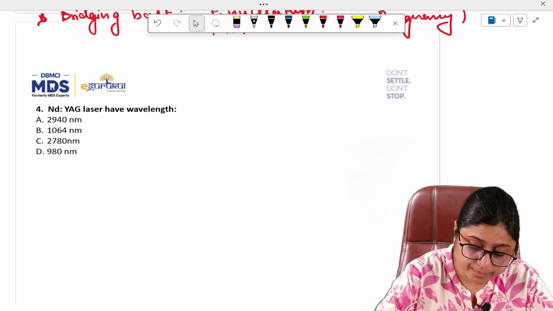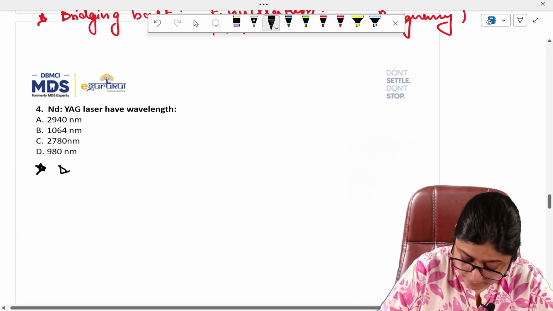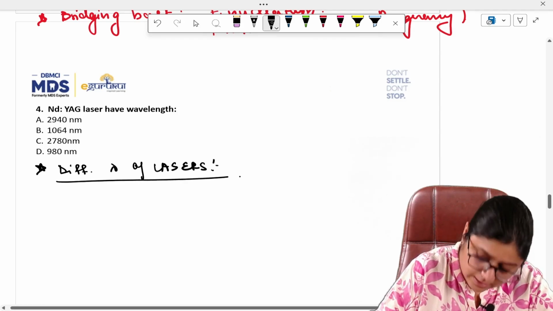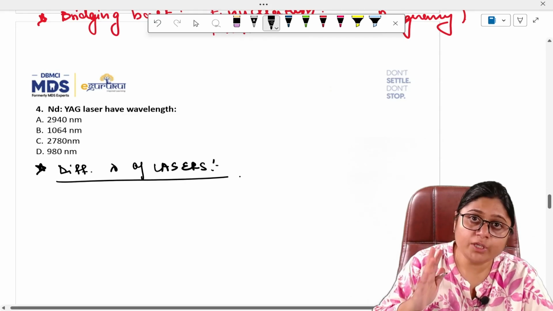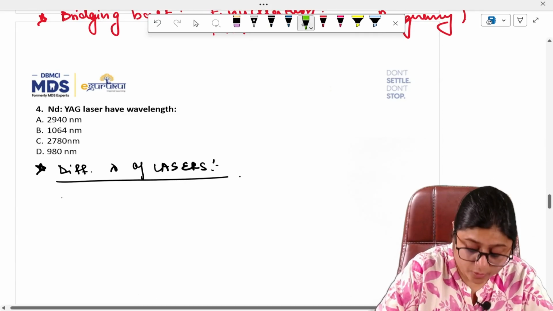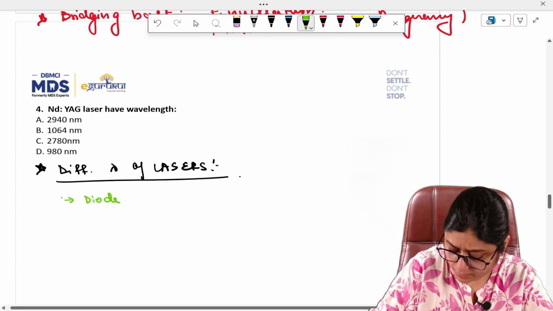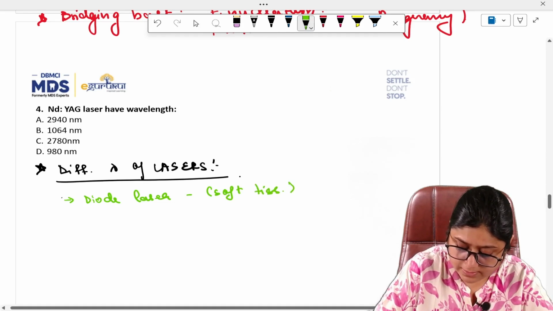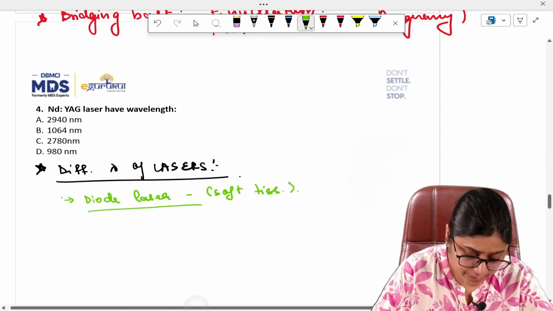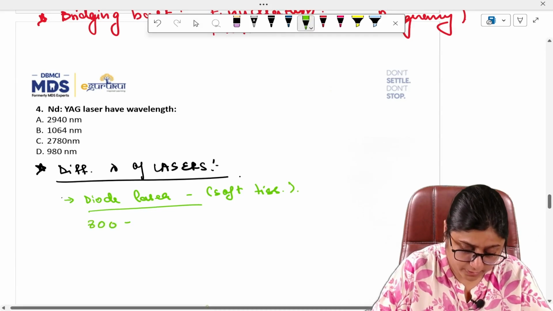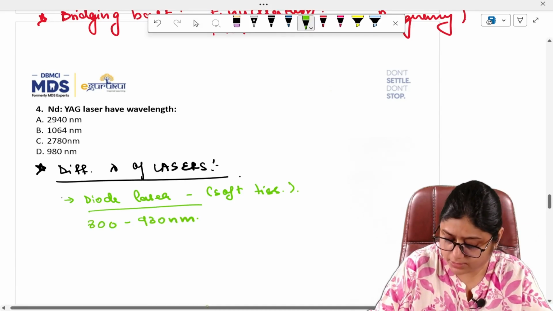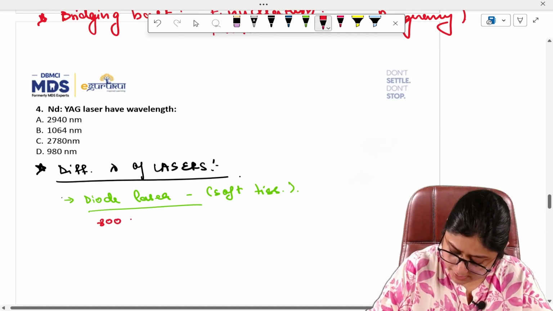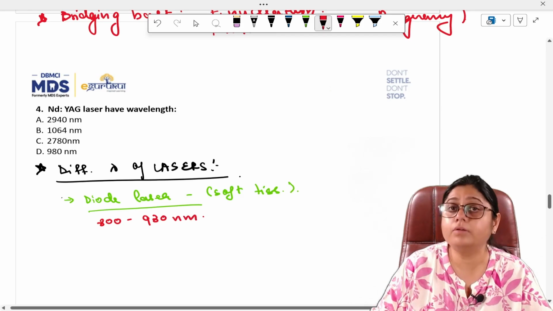surgeries are different wavelengths of lasers. The first laser that we used in periodontics is the diode laser, the most commonly used laser. Diode laser is a soft tissue laser, and here the wavelength of this laser varies from 800 to 980 nanometers. This is important, the wavelength, so I'll write it down in red. The wavelength is from 800 to 980 nanometers.